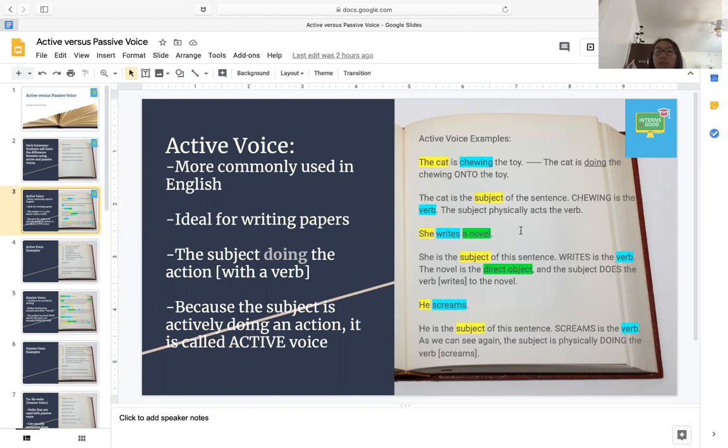Next, we have he screams. He is the subject of the sentence. Screams, again, is the verb. And as we can see, the subject is physically acting upon, doing the verb. Now let's go over some more examples.